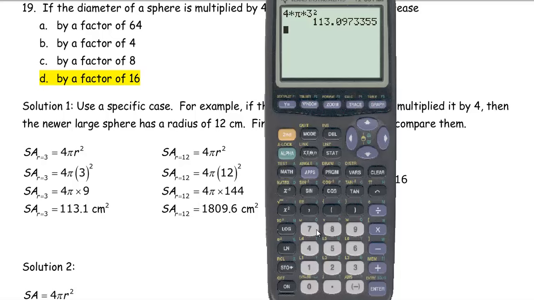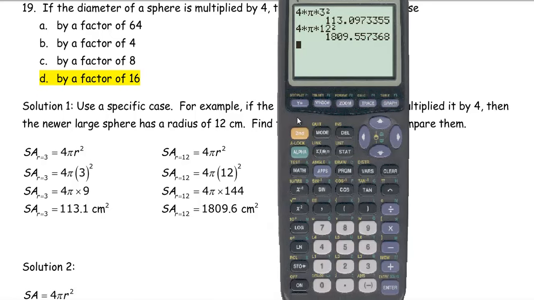In the second one, I'll do the same thing. 4 times pi times now, the radius is 12. Remember, it's 4 times bigger. 3 to 12. So 12 squared. And so that's where I get my 1809.6 from. That would round to 1809.6. So we're going to compare them.